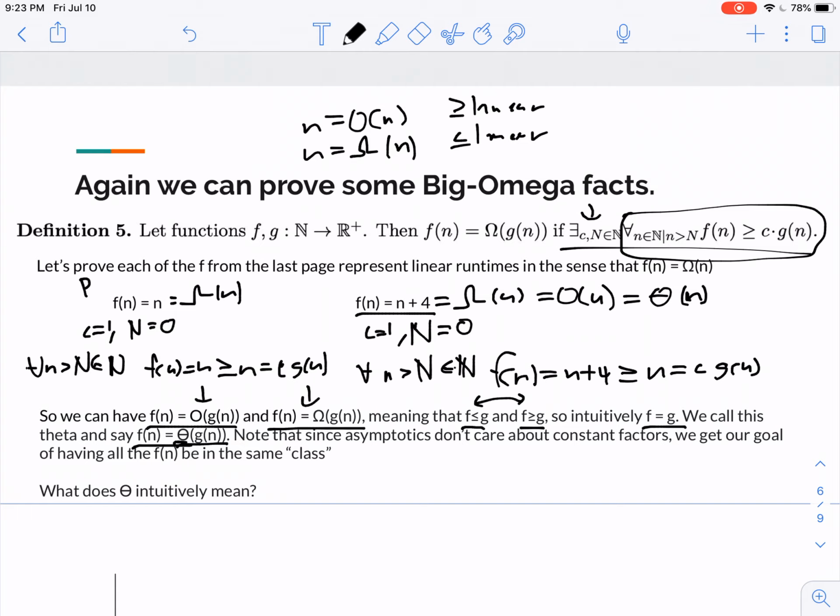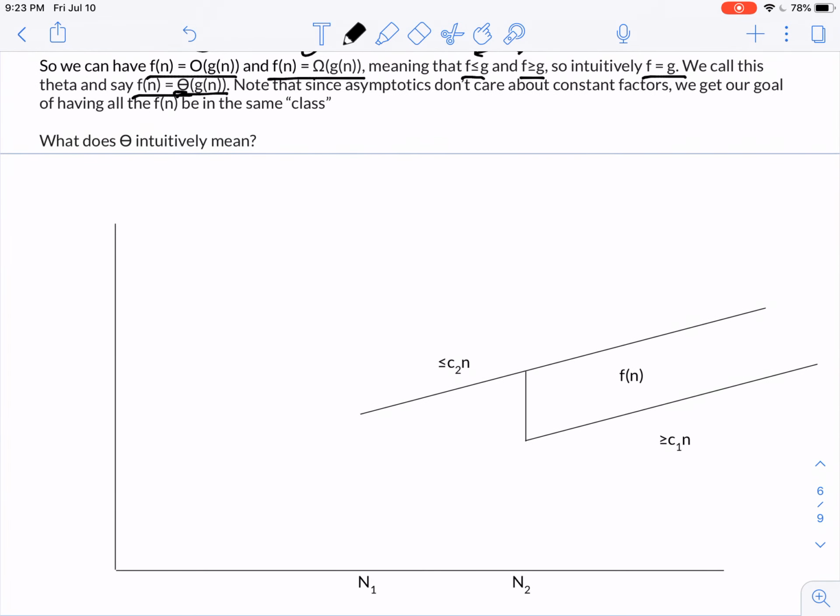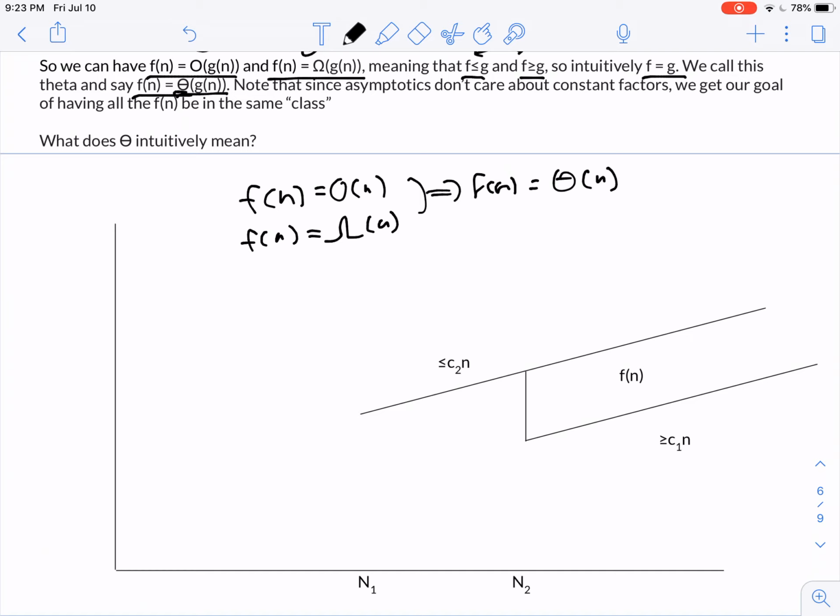But it's a little bit hard to understand intuitively what f is theta of g means. We just said that if f is big O and f is big omega of g, then f is theta of g. But what exactly does that mean? So I've drawn a picture below that hopefully helps. Let's say that f of n is big O of n and f of n is big omega of n. Now I'm going to show that these imply that f of n is theta of n, and give some intuition for what that means.